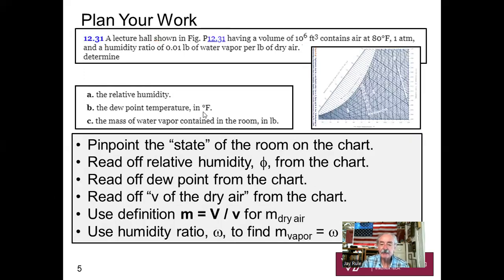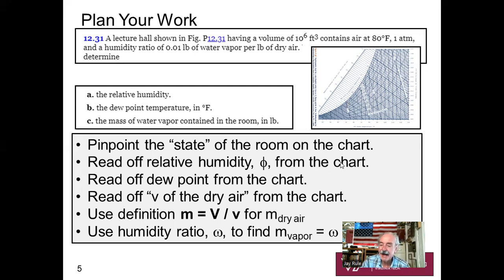Okay, so let's plan what we're going to do before we go out and do it. The first thing we're going to do is we have some given information, so we have enough given information to pinpoint the state of the room on our psychrometric chart. We're just going to plop a black dot down. That'll be our state. The next thing we're going to do is read off the relative humidity from the chart. And it's going to be just like that. Boom, we've got a number for relative humidity. A very important number, right?